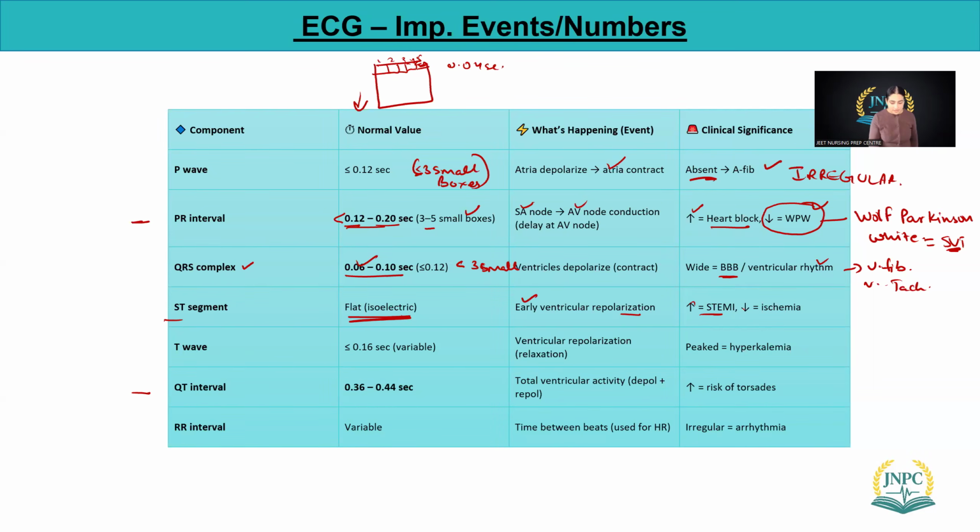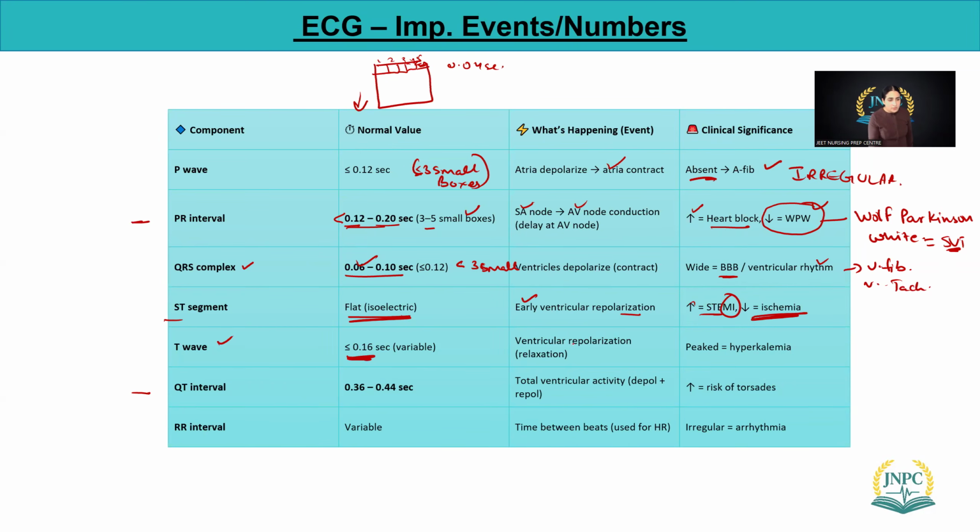Ischemia is there. One side is infarction, one side is ischemia. They're different, right? So if it is down, ischemia. T wave should be less than or equal to 0.16. That means small boxes should be like 4 or maybe less.